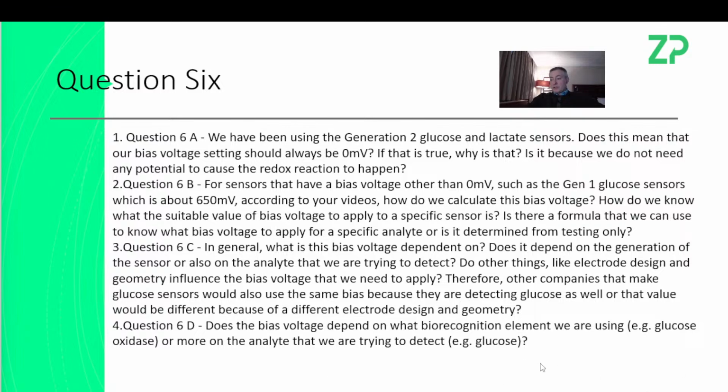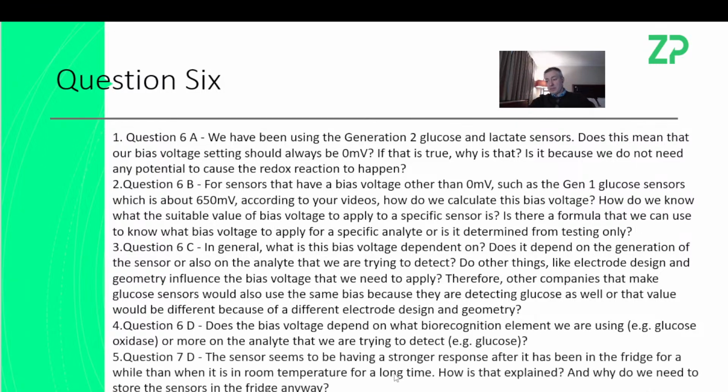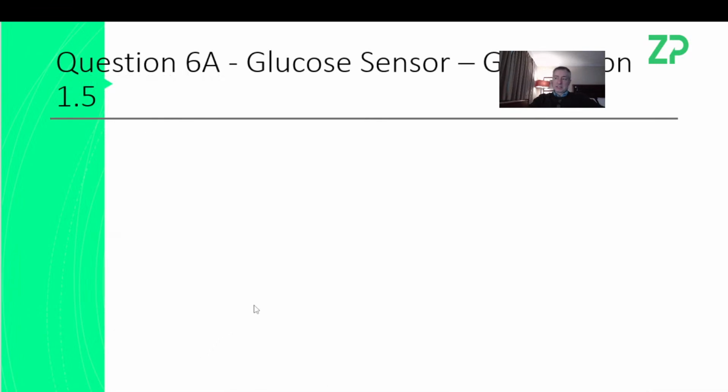Does the bias voltage depend on the recognition element? Yes, it does. If it was an oxidase enzyme, that would be 1 voltage. If it was a dehydrogenase enzyme, that would be a different enzyme cascade, and you'd end up using a different voltage. This is an interesting one here. He stores some sensors in the fridge, and some sensors at room temperature. I suppose what this is telling you is that the enzyme is probably degrading. I'm a bit surprised with the glucose sensor. It's really robust, but if the enzyme is degrading, then maybe the fridge gives you a longer lifetime. So that's how I'd interpret that.